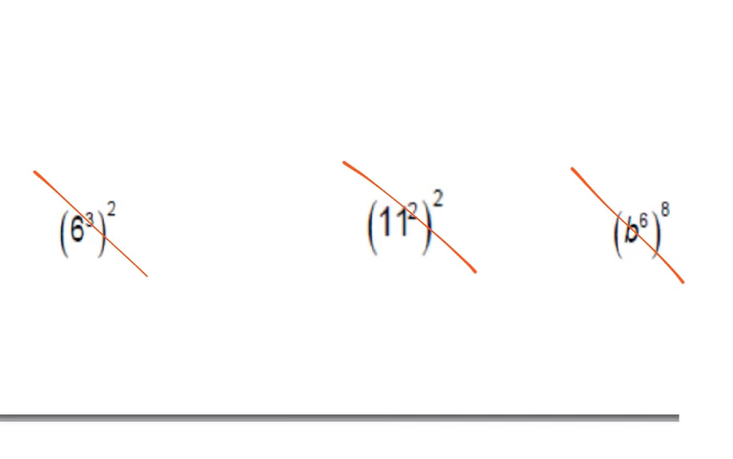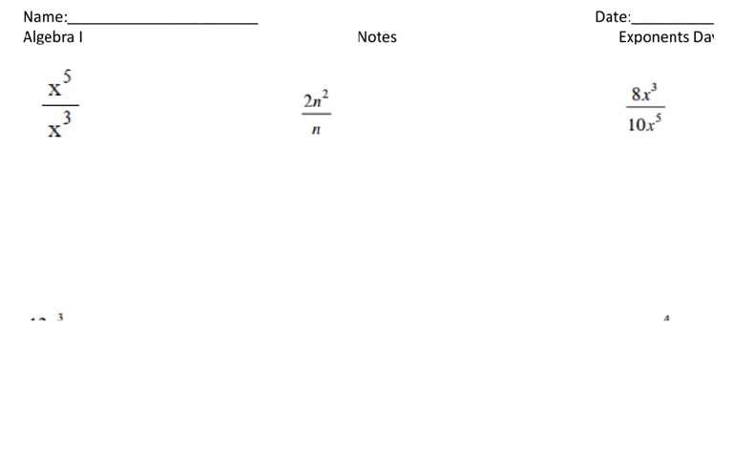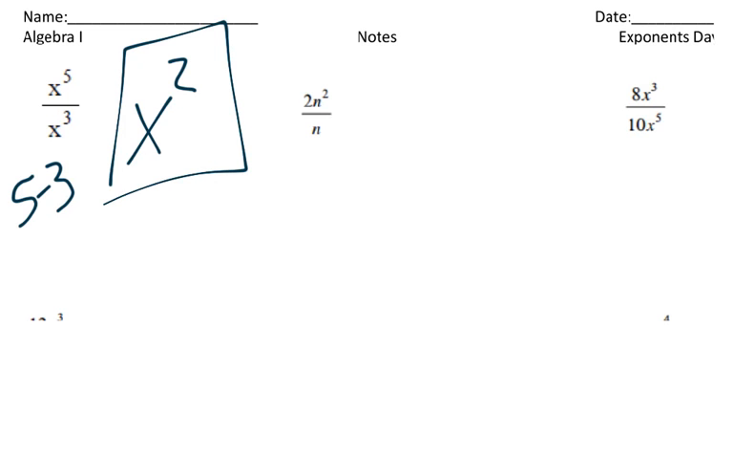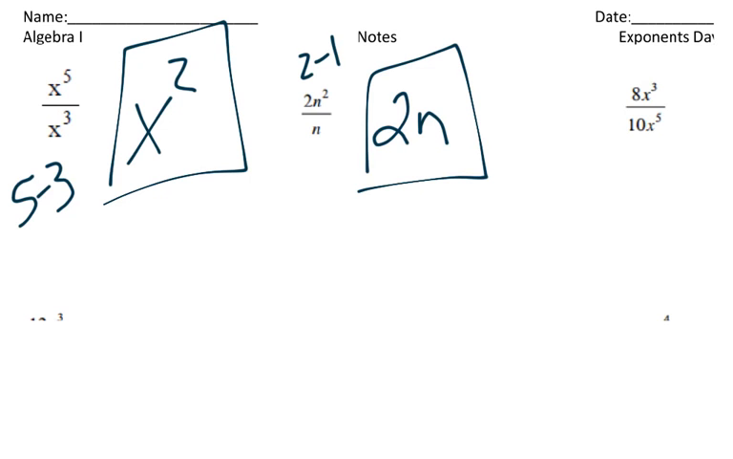All right, these next three are not what we're talking about today, so we're going to skip those. X to the 5th over x to the 3rd, your base is x. You're going to say 5 minus 3, and you're going to get 2. X squared is your answer. 2n squared over n. Your 2 doesn't do anything because it's the only coefficient, the only big number there is. You have n to the 2 minus 1. You're going to say 2 minus 1, which is 1. You do not have to put the 1. It can just be 2n.